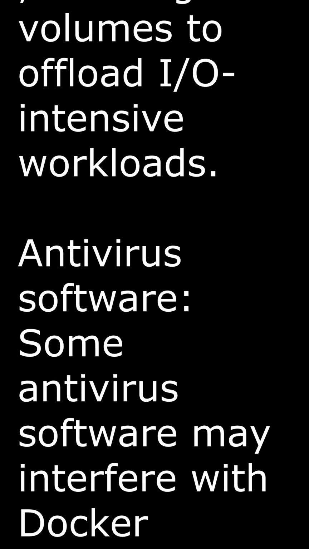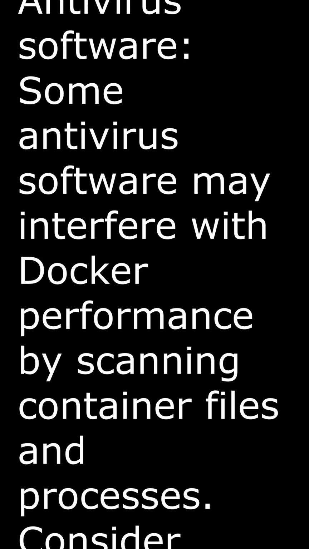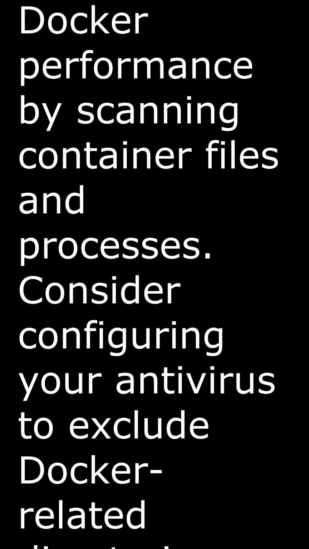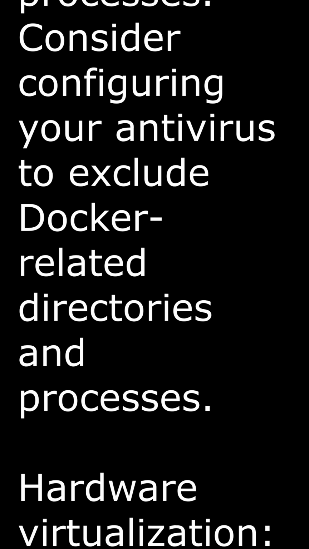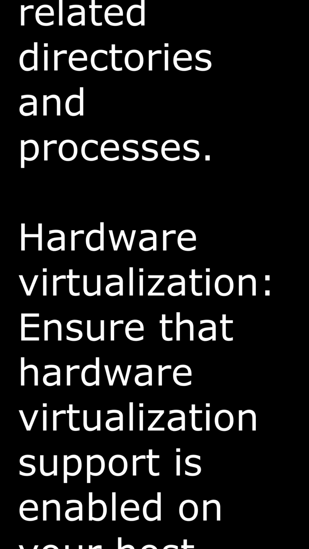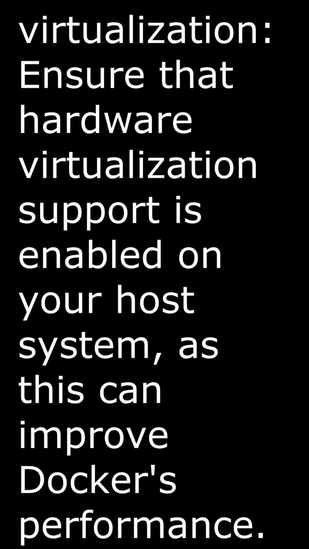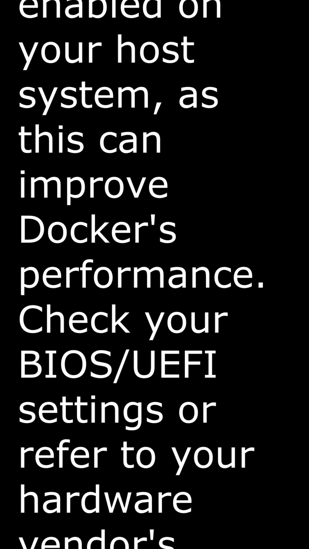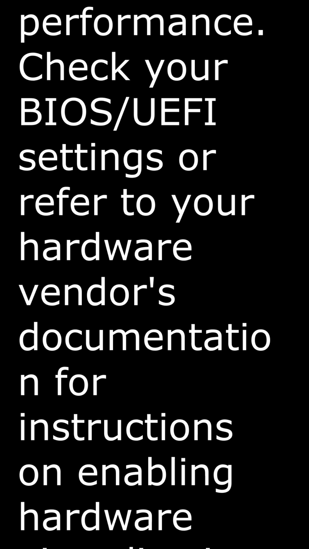Antivirus software. Some antivirus software may interfere with Docker performance by scanning container files and processes. Consider configuring your antivirus to exclude Docker-related directories and processes. Hardware virtualization. Ensure that hardware virtualization support is enabled on your host system, as this can improve Docker's performance. Check your BIOS or UEFI settings or refer to your hardware vendor's documentation for instructions on enabling hardware virtualization.